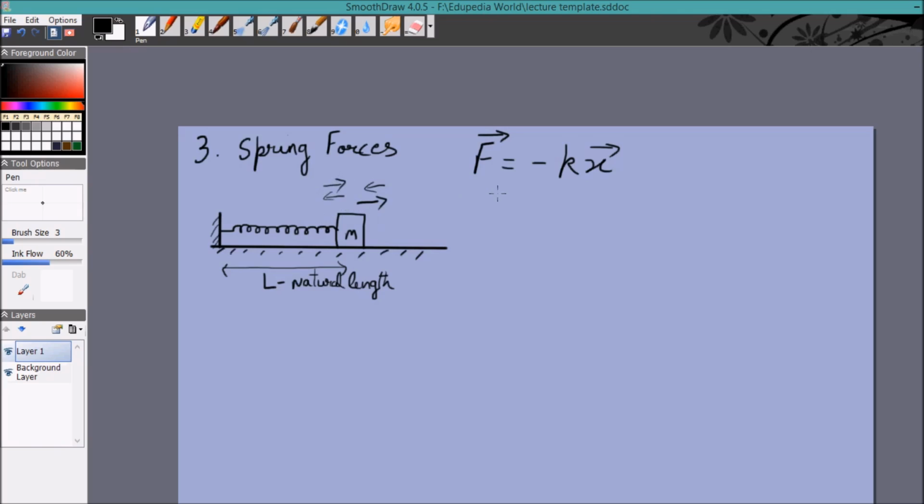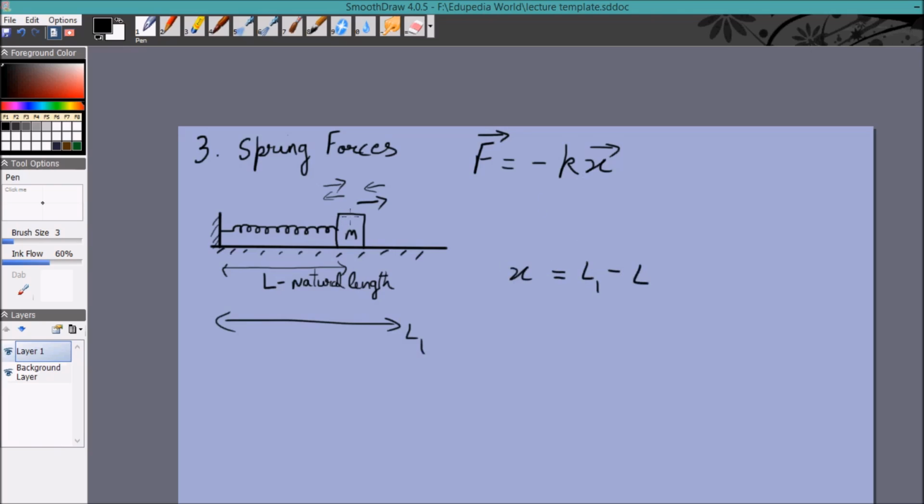The second important thing: this x, sometimes students get confused and assume it to be the length of the spring. This is not the length of the spring, because that would imply that even when the spring is at its natural length, it has a force equal to minus kL, which is not true. This x is the extension or compression of the spring, that is the change in its length from its natural length. So if this is L and I extend the spring a little bit and make its new length equal to L1, then the magnitude of x will be equal to L1 minus L, not L1 and not L.